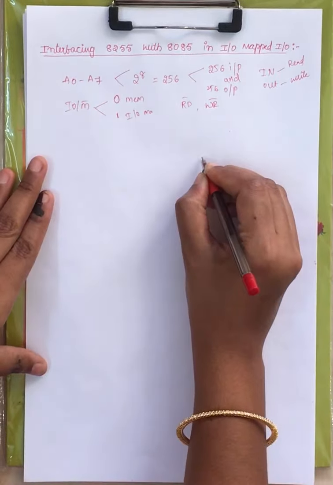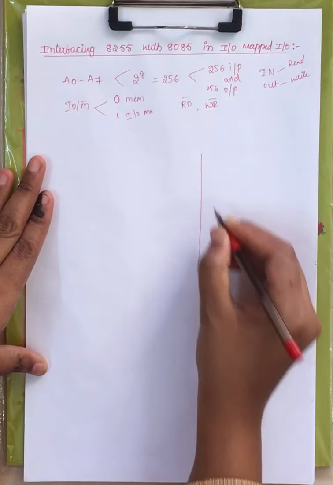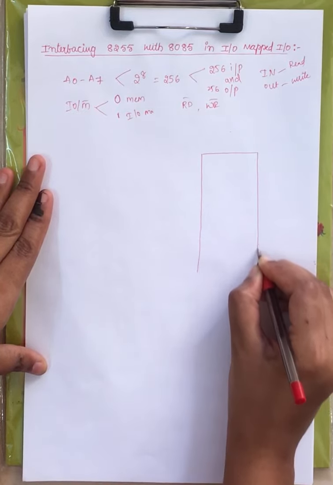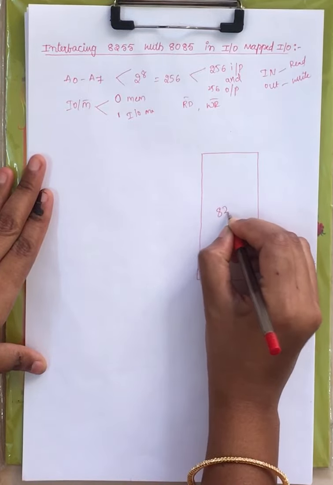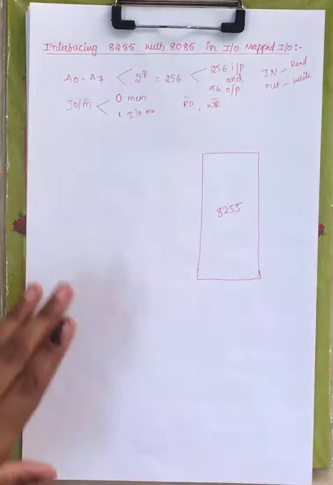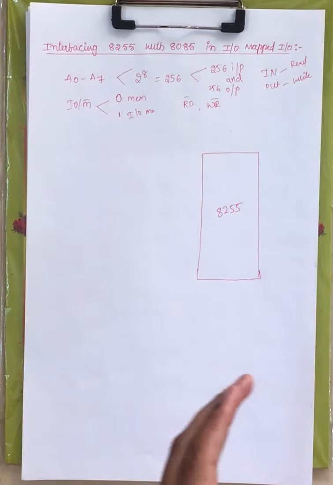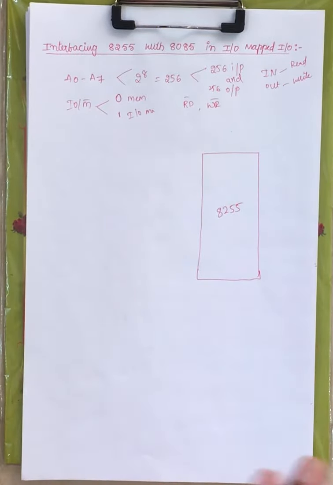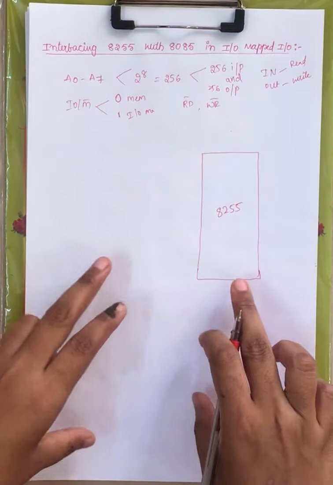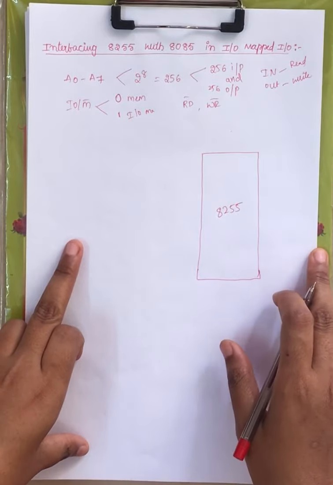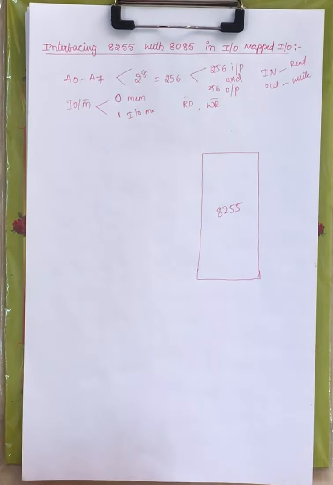Now first let me draw the pin diagram of 8255. Now this is your 8255. Listen carefully, because this interfacing is very very important. Using this interfacing only you can interface other components with your microprocessor. As I have said, this will act as an interface between your 8085 as well as other connected peripherals. Now I am drawing the pin diagram of the 8255. Now how many pins does it contain? Total 40 pins.